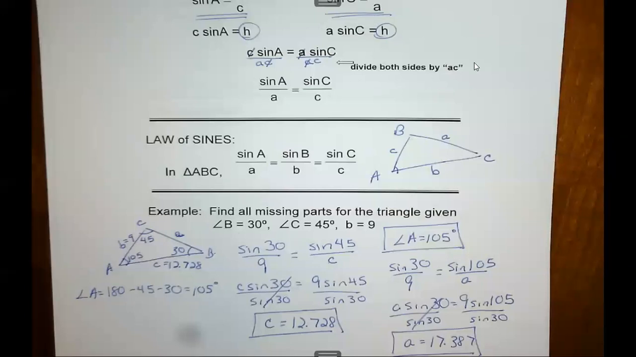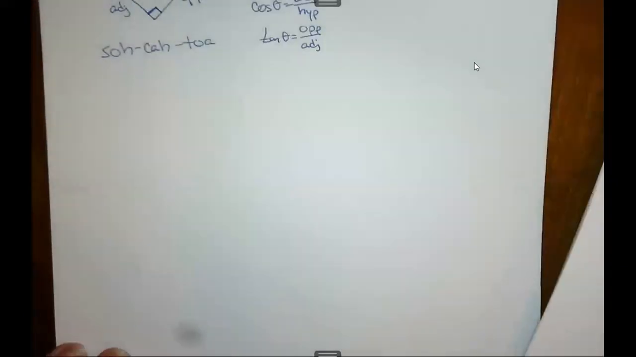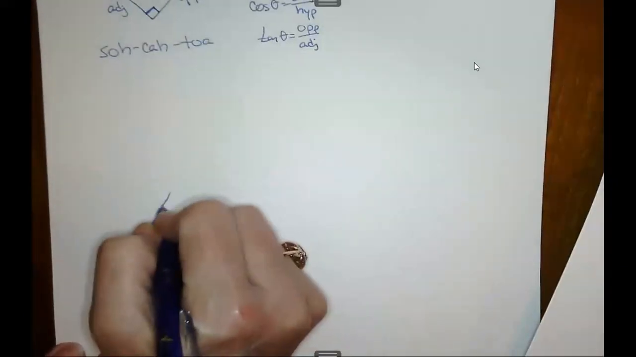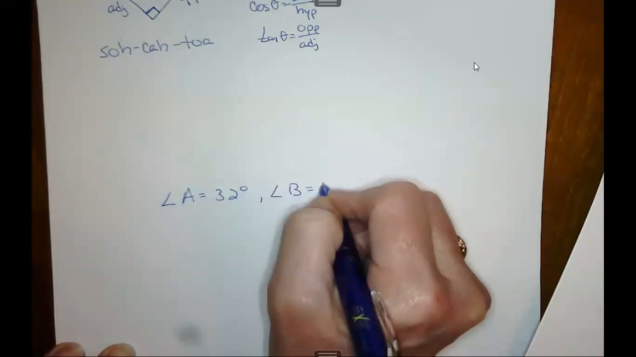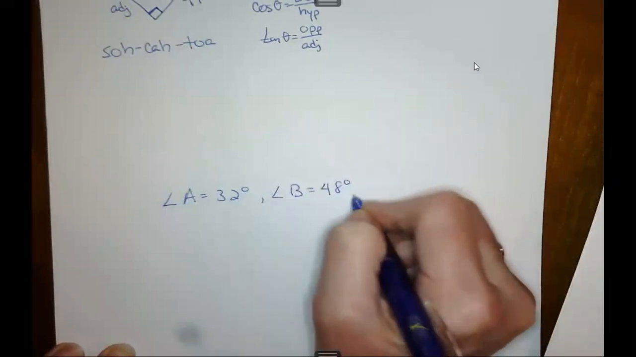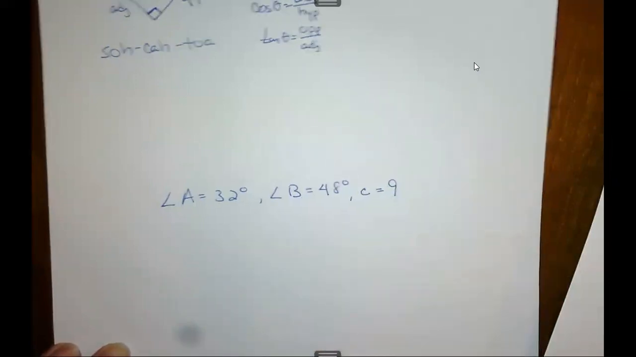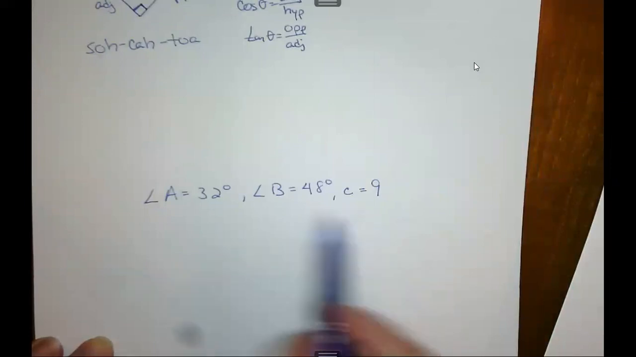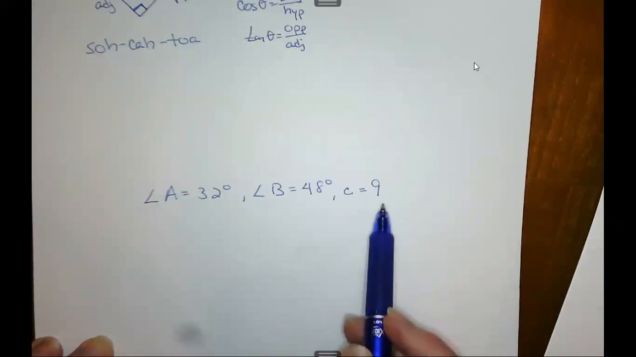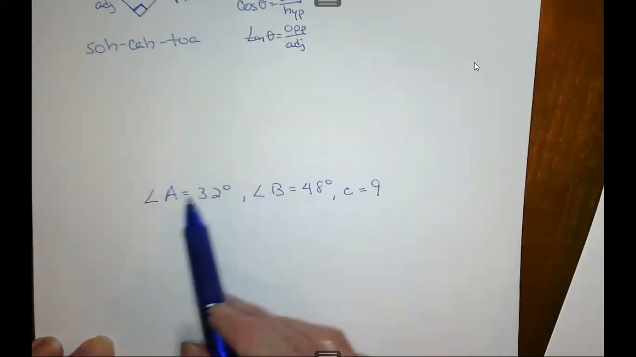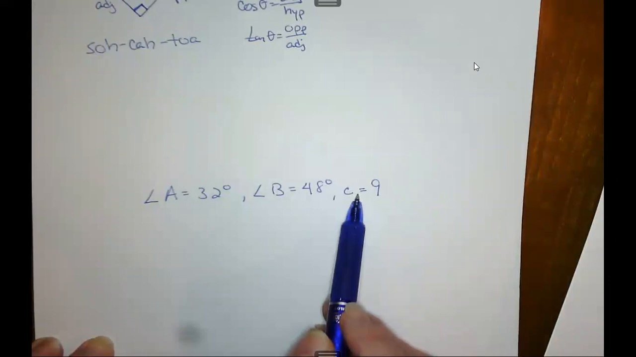All right, so before I just turn you loose to do your homework on 7-2, I want to show you something real quick. If they were to give you like angle A is 32 degrees and angle B is 48 degrees, and then they tell you that side C is 9. Well, that's 3 pieces of information. So you should have enough information here to use our law of sines, but remember you've got to have a side and an angle across from it. And I have angle A, but not side A. Angle B, but not side B. I have side C, but not angle C.